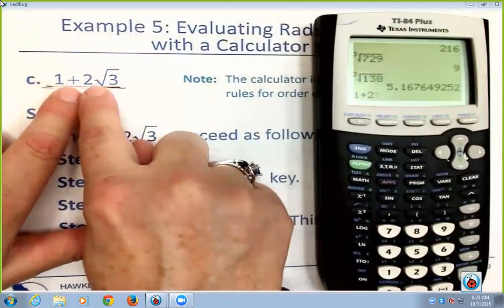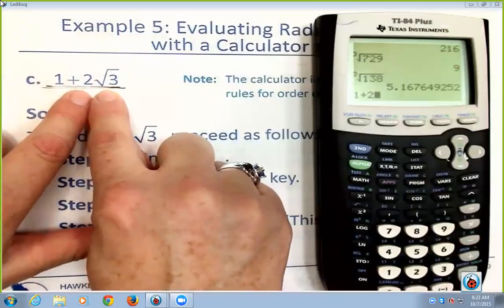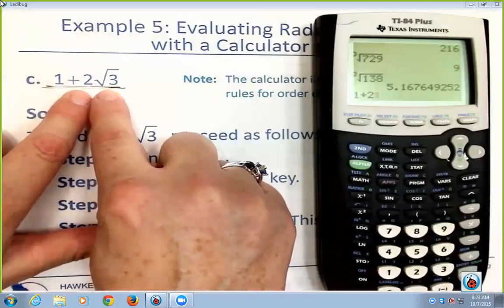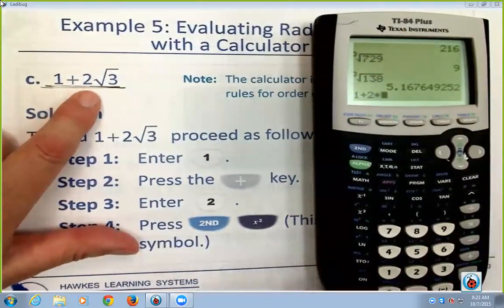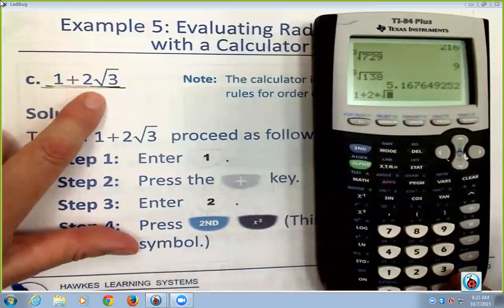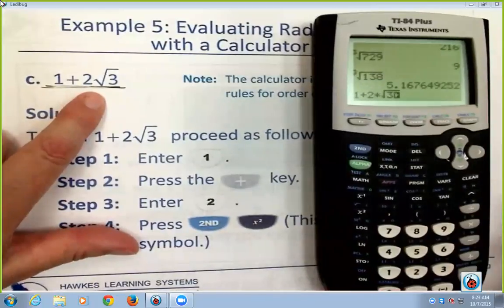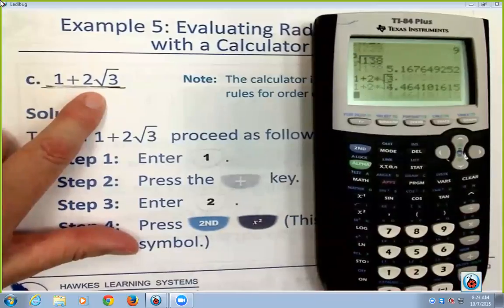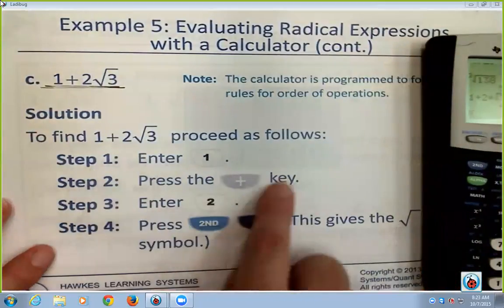Now, because these two are back to back, what does that mean? Means to do what with them? Multiply. Perfect. Yeah, so I put multiply. Then I want my square root, so I got to go second square root. Put in my 3. Now, on the older calculators, you would put a parenthesis here if you did your square roots, so that it knows that you're done. Then hit enter, and you will get your answer.